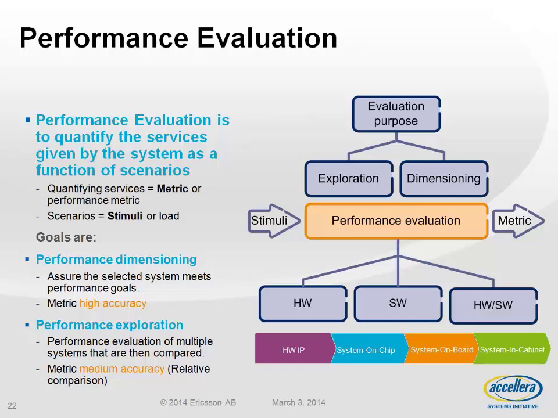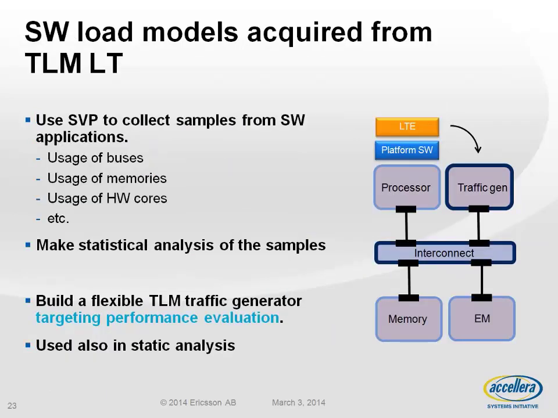In this case, we use the AT model, so you can get the exact numbers, like how much bandwidth you get. This is the example of how we do the performance exploration. That's the relative exploration in the system.